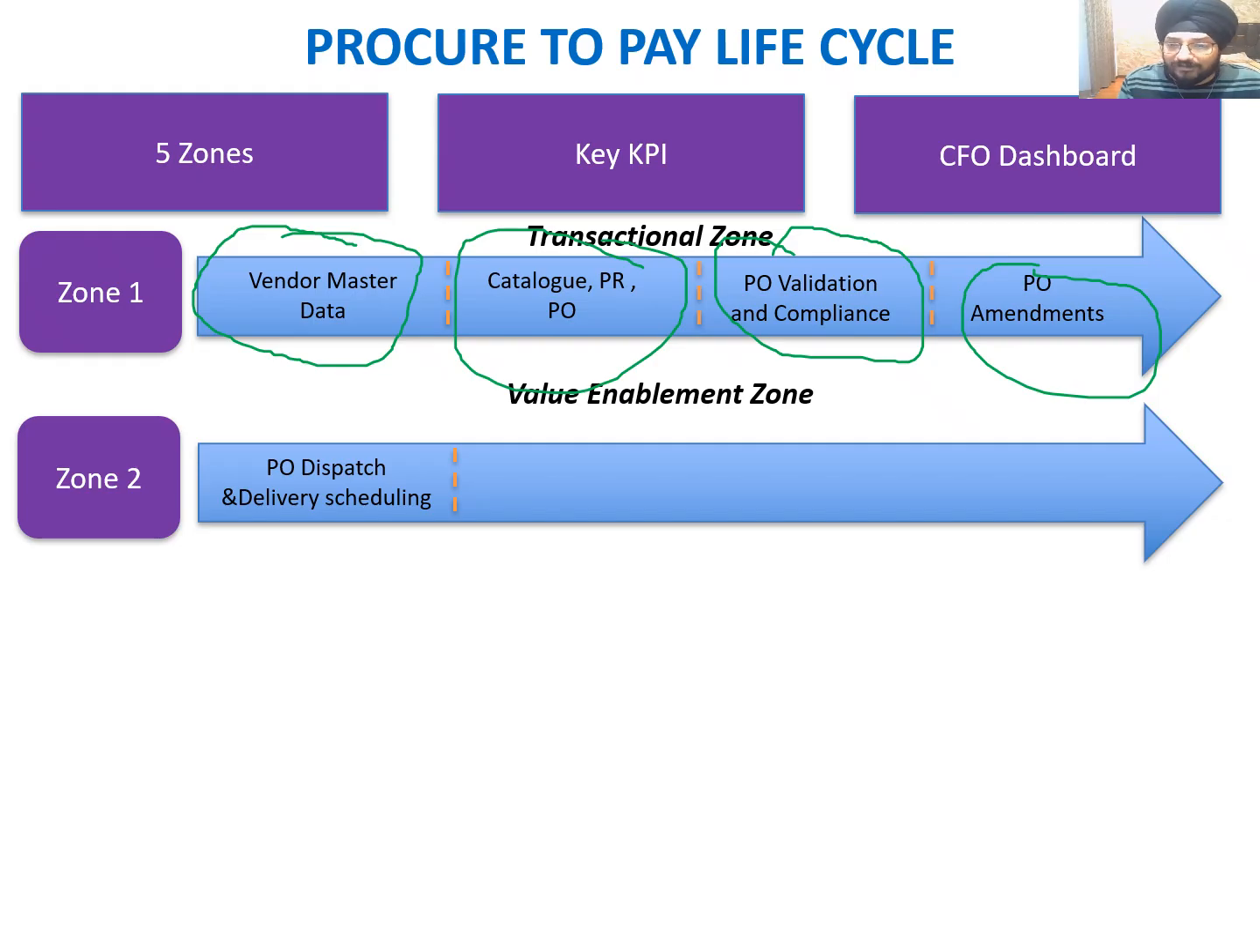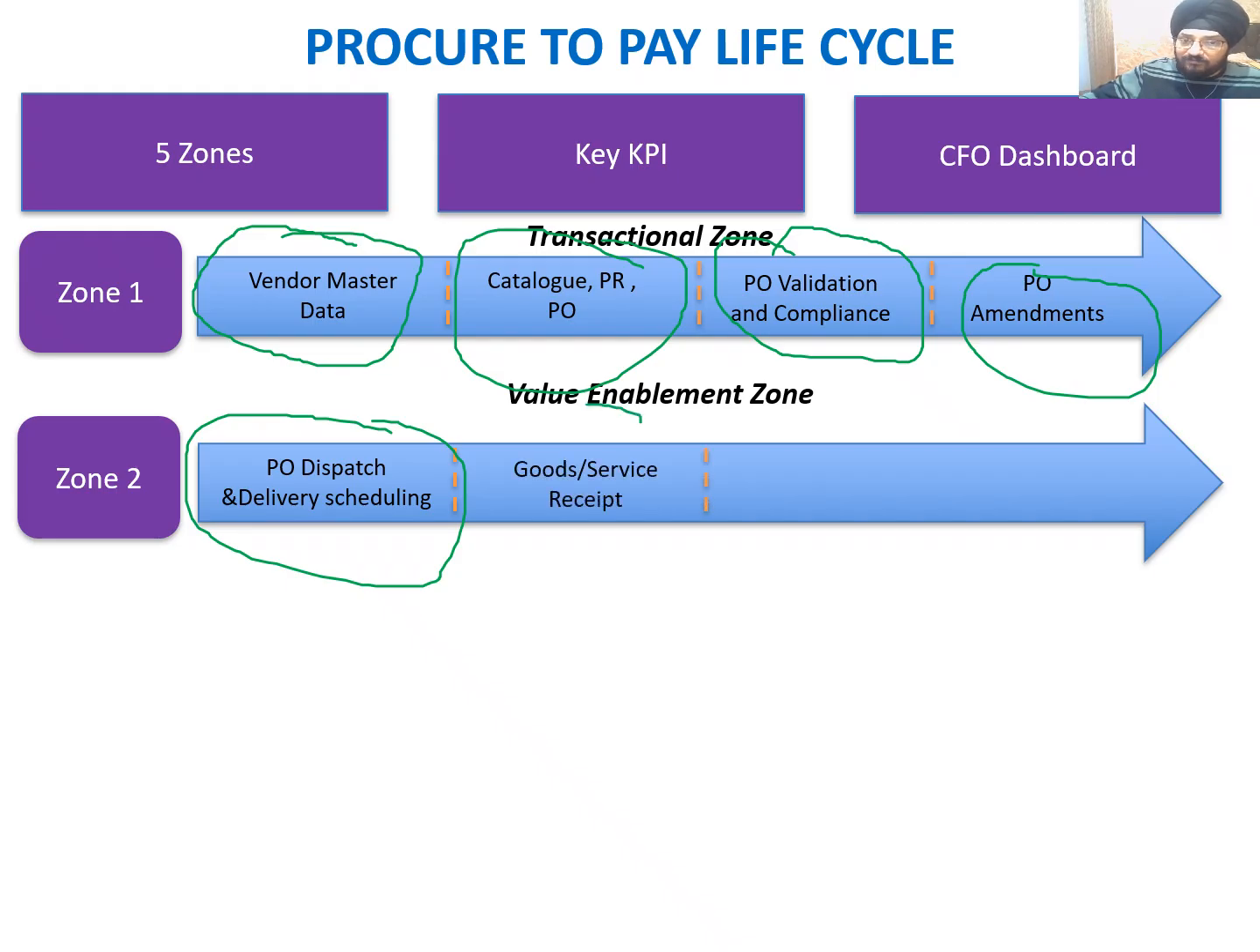So this is an important action, because at this point in time the actual value enablement happens, because when we receive the inventory we are actually incurring some cost to get that inventory into our system. Which means there is a value which is a cost to the organization purchasing the goods from the supplier. Then once we have PO dispatch and delivery scheduling, we have goods and service receipt.